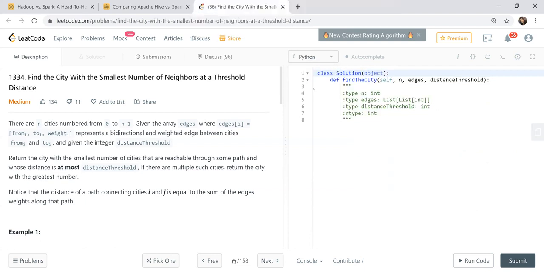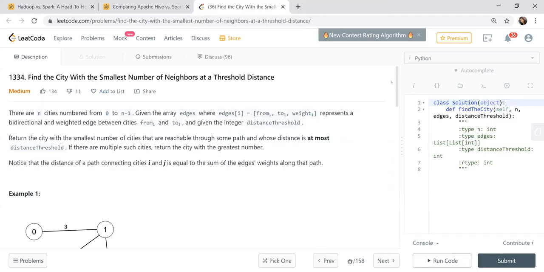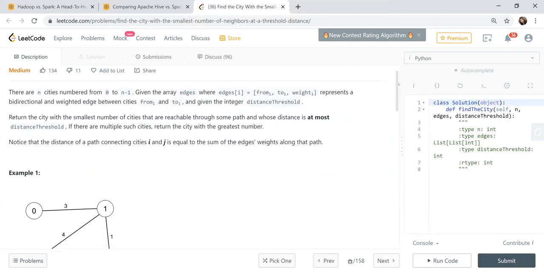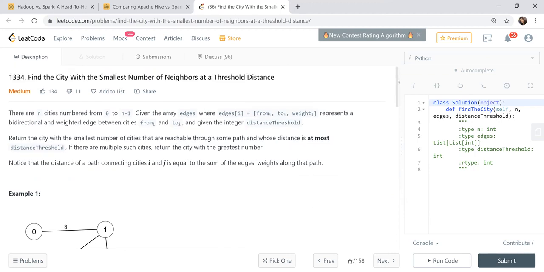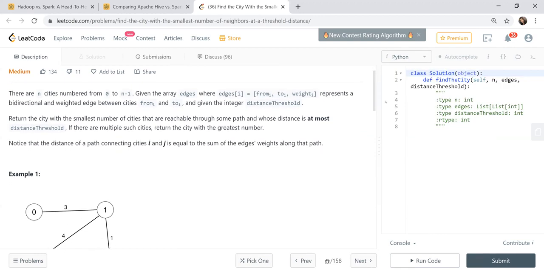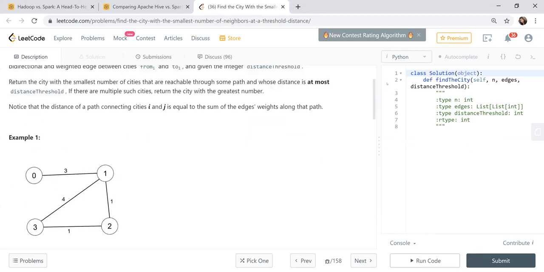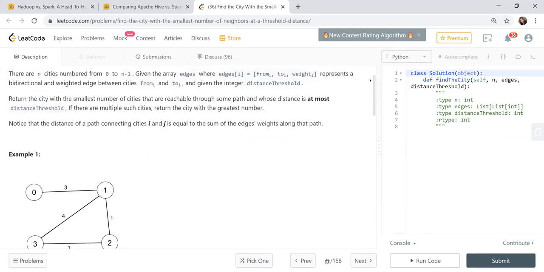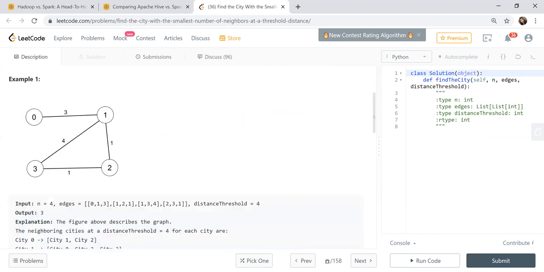Okay, you all see my screen for the last question? So the question is, find the city with the smallest number of neighbors at a threshold distance. So we'll be providing these edges. Let's start with an example only, then it's more clear.